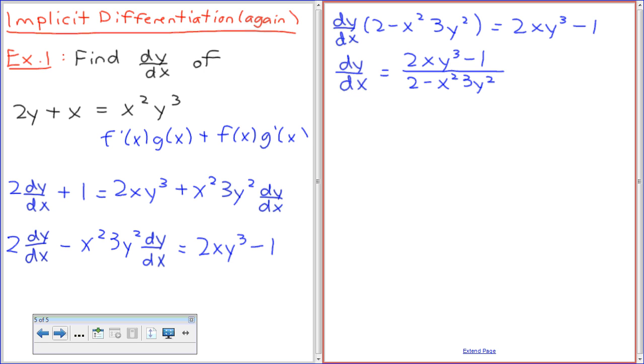Would it be a bad habit if I wrote the bottom as 2 minus 3x squared y squared? No, that's fine. Yeah, that's okay. Probably I should have done that. So Chris said he wrote it as 2 minus 3x squared y squared. That works too. It probably is easier to see. I just left it like that.